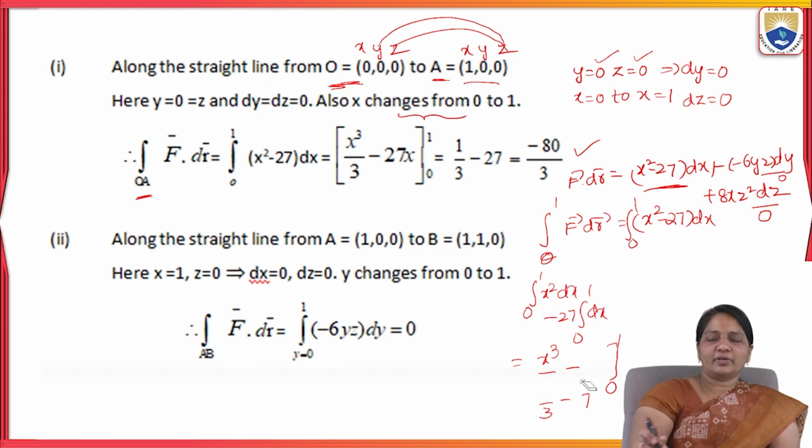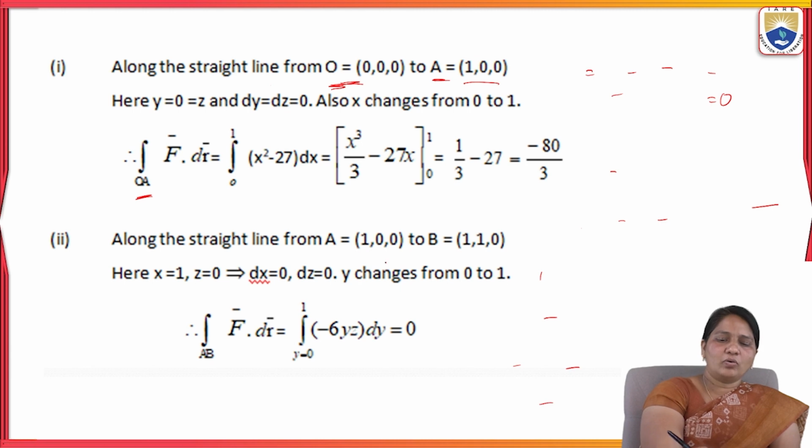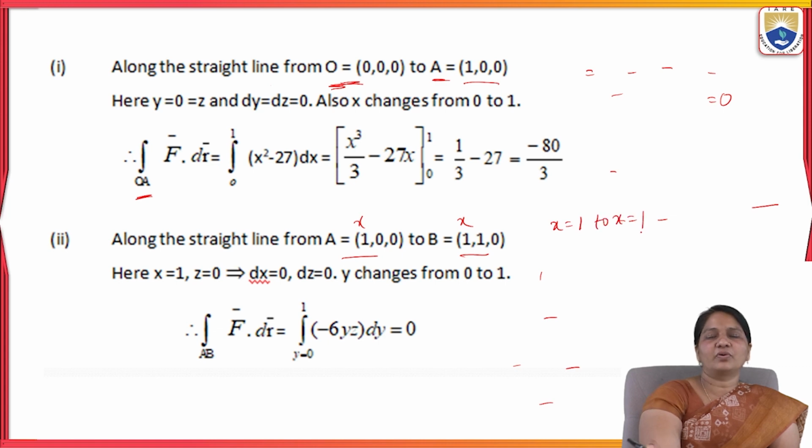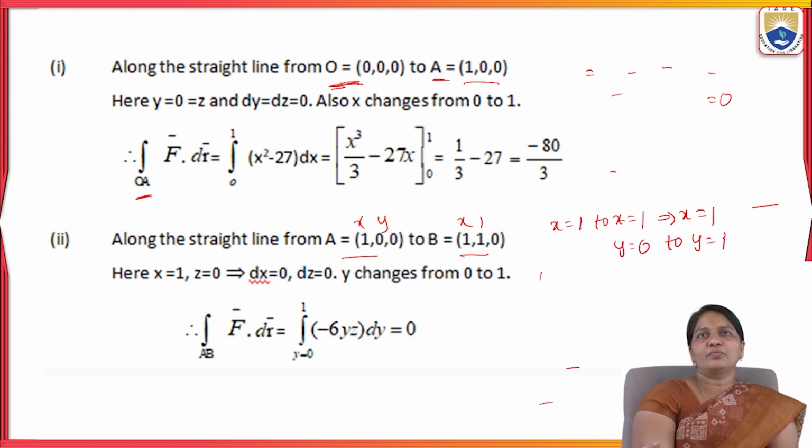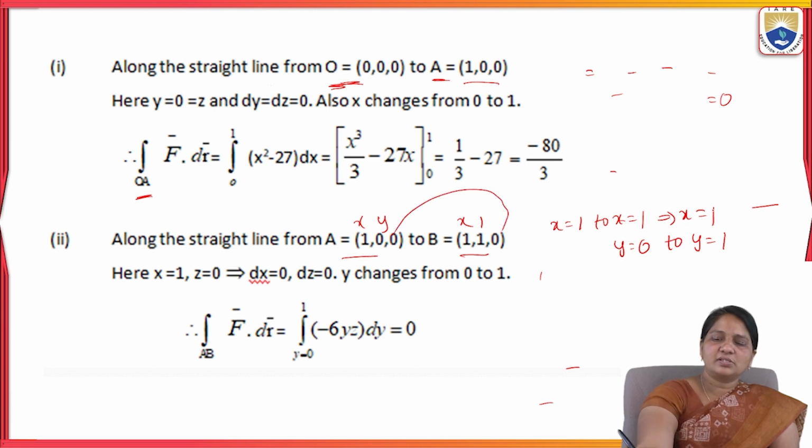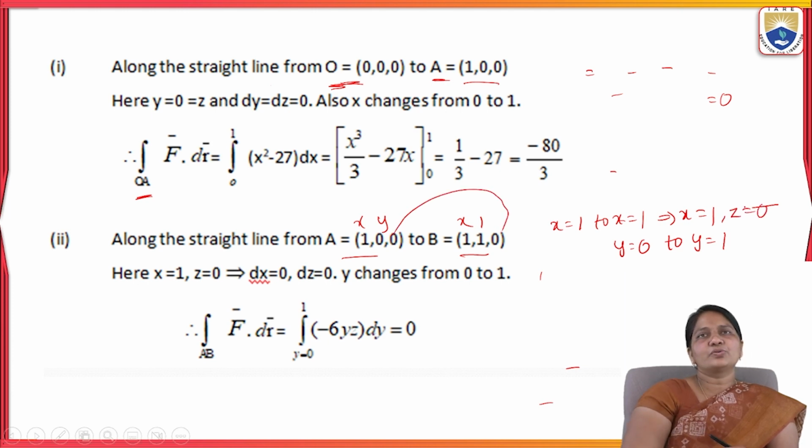Now the second one, along AB, from 1 comma 0 comma 0 to 1 comma 1 comma 0. Here the x value is from 1 to 1, that means the x value is 1. And the y value is 0 to 1. And z is 0.